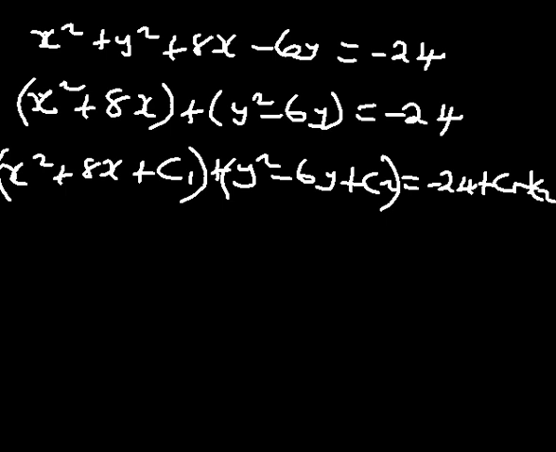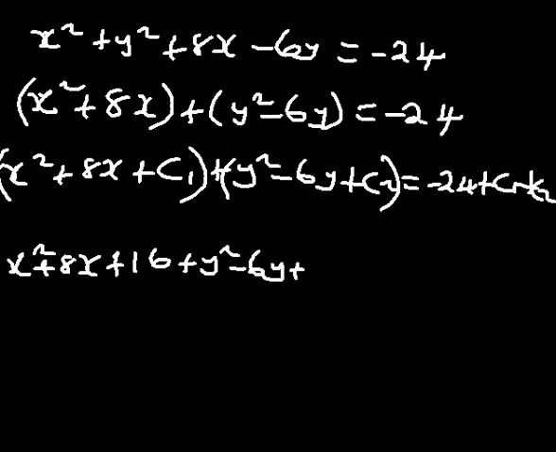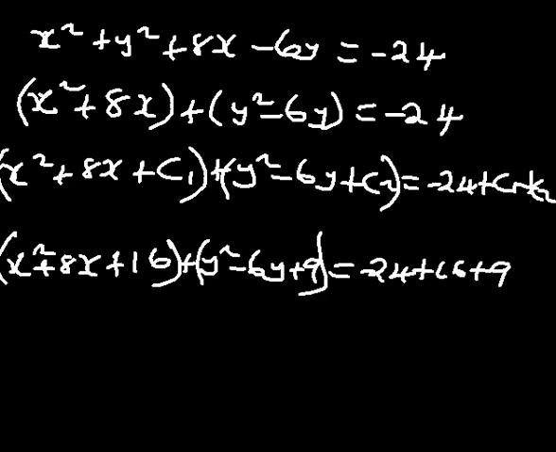Now we'll have it as x squared plus 8x plus 16, plus y squared minus 6y plus 9, which is equal to negative 24 plus 16 plus 9. So these are the formulas, you have to understand the way we are analyzing the cases here. We eliminate the middle terms, taking their signs, for 16 as well as the 9.